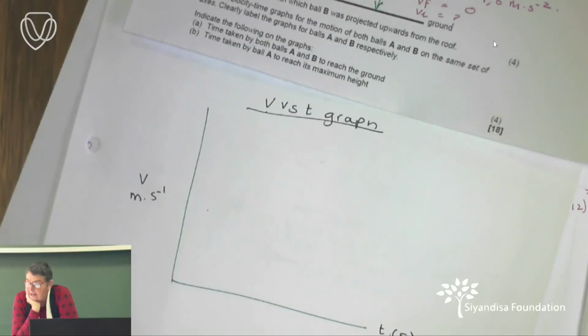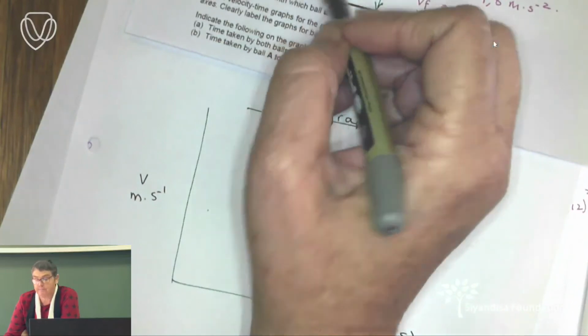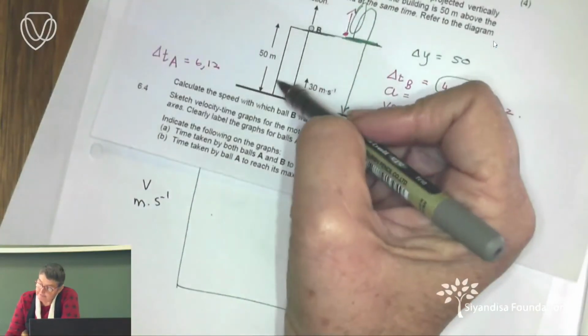Right, now, what happened to ball A? Ball A left at 30. Ball A left here at 30.